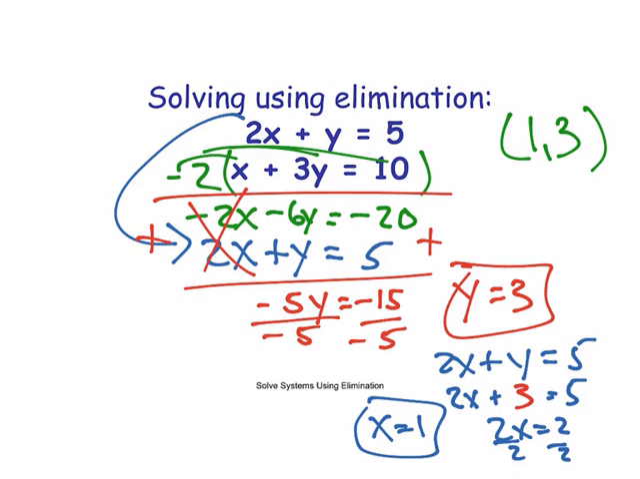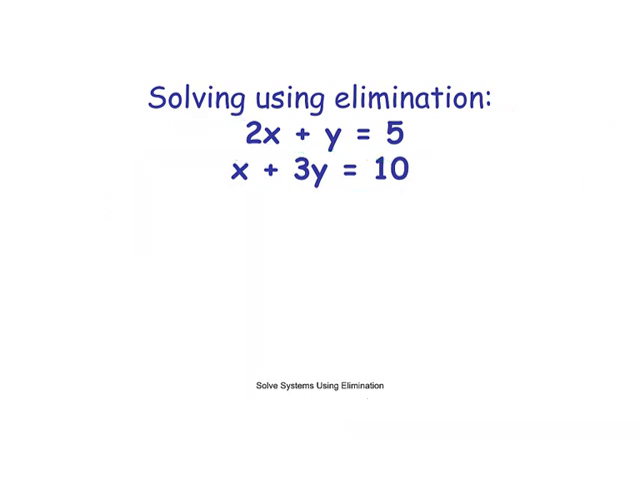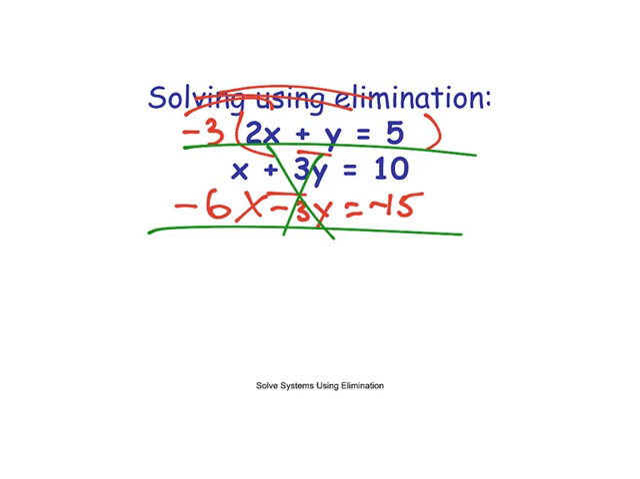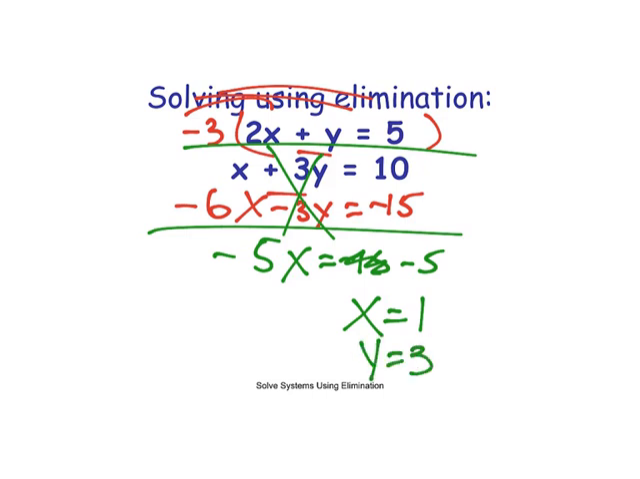Would it have been just as easy to eliminate y? Well, sure. Here we have 3y, and I want -3y, so I'm going to multiply by -3. So -6x, -3y, -15. Now when we add these together, as we'd expect, we eliminate y. -5x equals -5. Sorry, so x is equal to 1. And we know how this goes. If 1 plus 3y is equal to 10, then y is 3. So once again, we get 1, 3. We can go back and check and we get the same results.